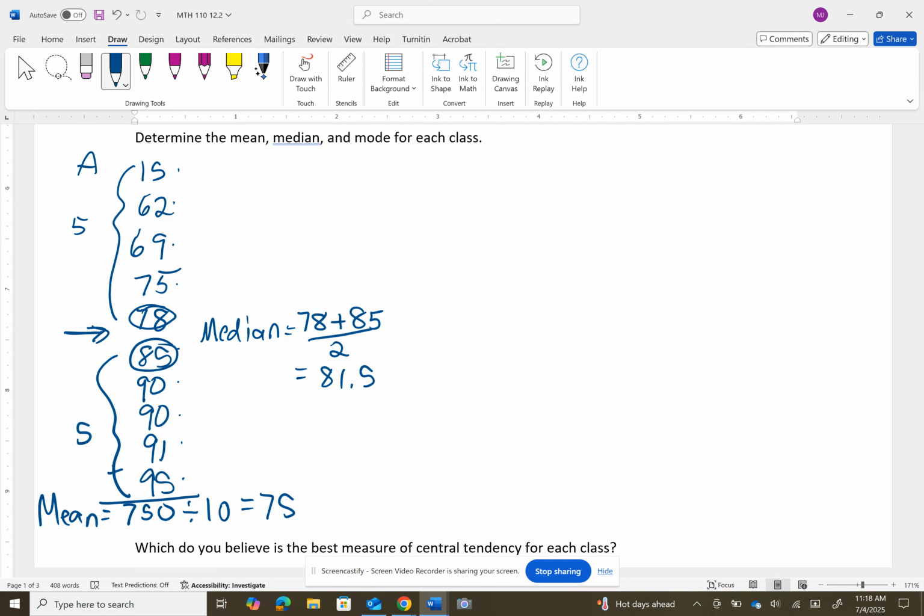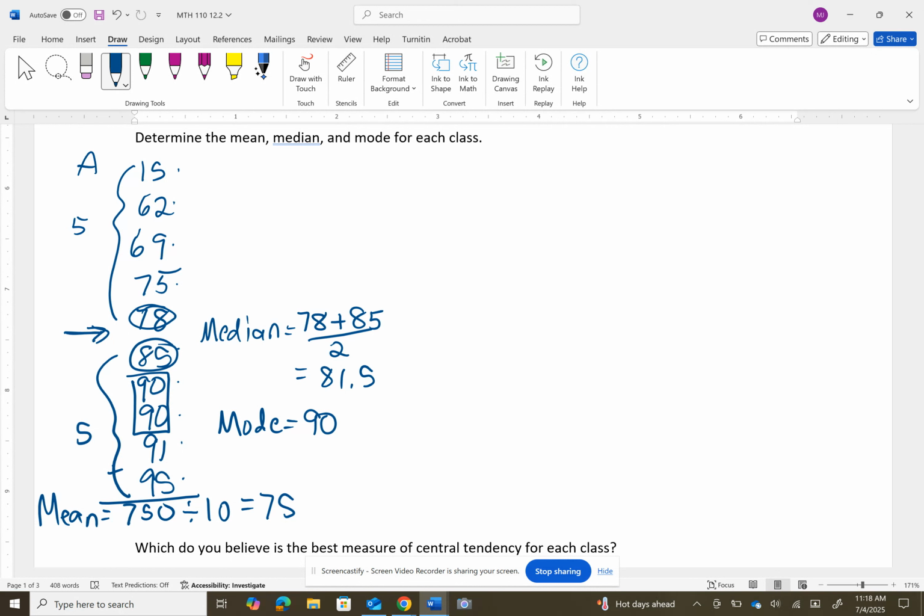All right, and then if the numbers are in order, it makes it a little easier to locate the mode, especially if you had a really large data set. The mode would be 90, because that's a data value that's occurring the most frequently. And that's all there is to it.